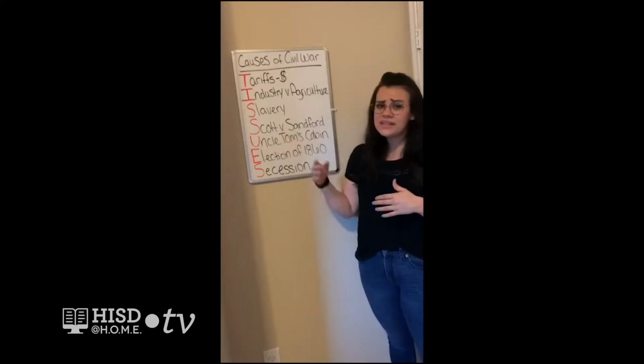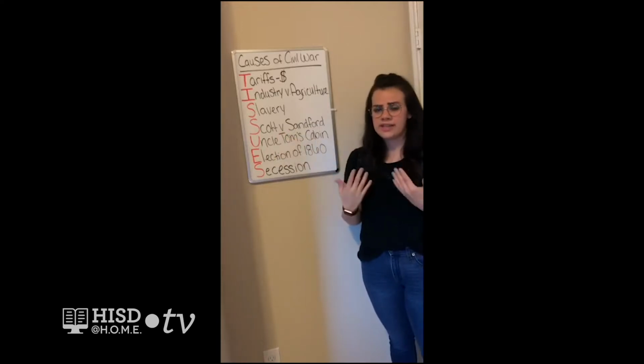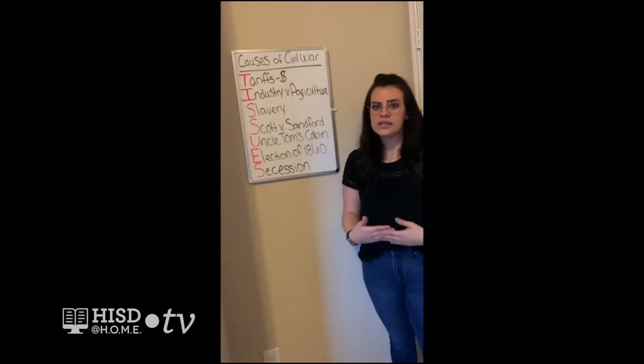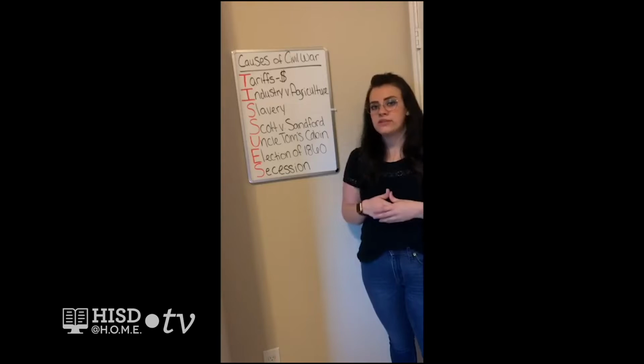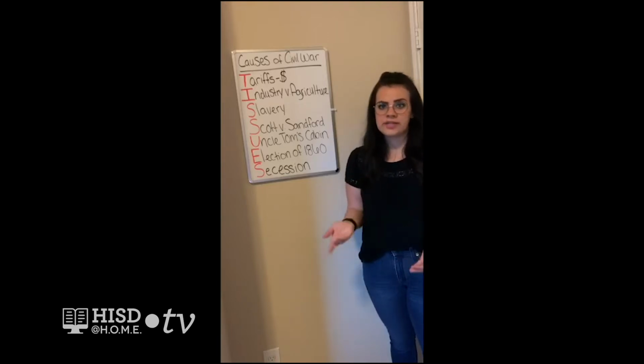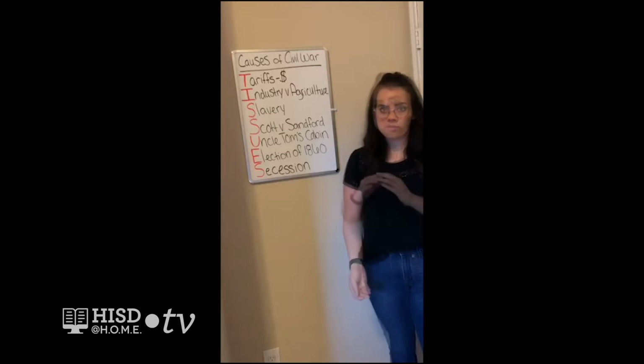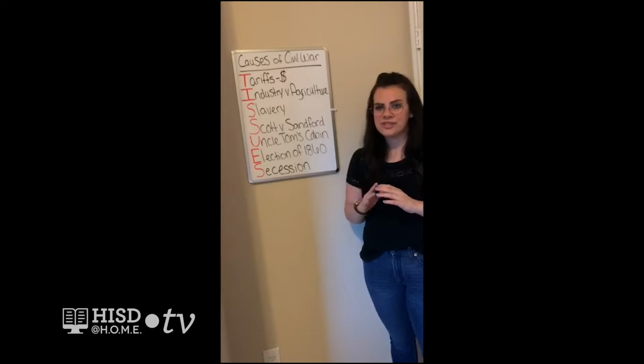Now, the next S is Scott versus Sanford. The case is actually Dred Scott versus Sanford. And Scott sues for his freedom after moving throughout the United States, including territories and free states. And Justice Taney pretty much told him and the rest of the United States that if you were of African descent, you were not a citizen during this time in the United States, and you could not sue the U.S. government. So that pretty much put almost a halt to the anti-slavery abolitionist movement.